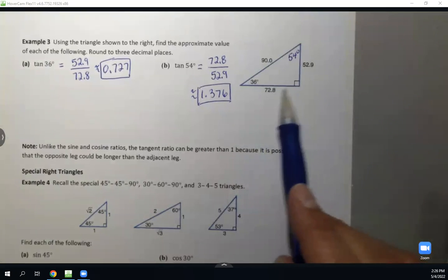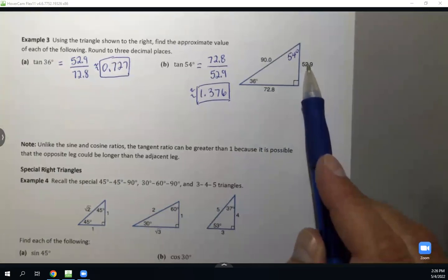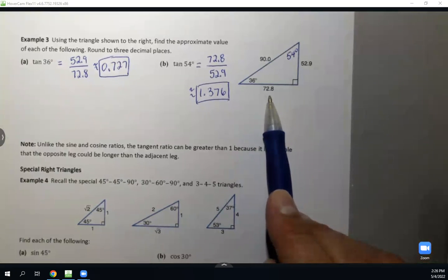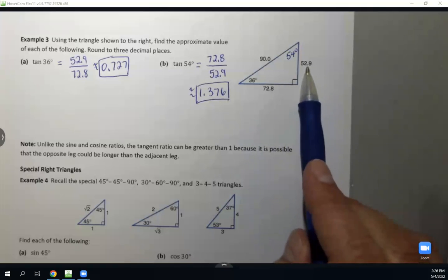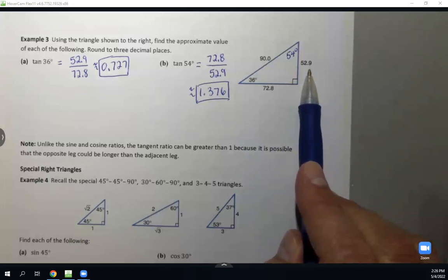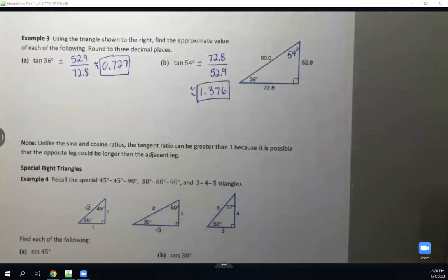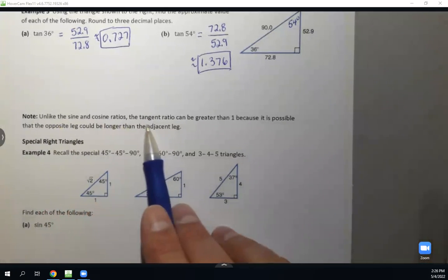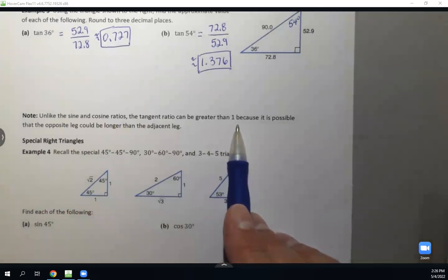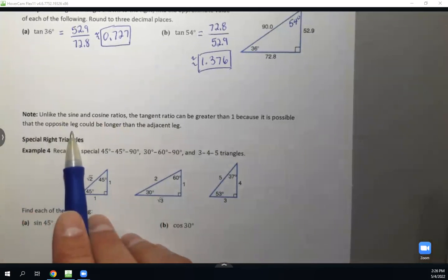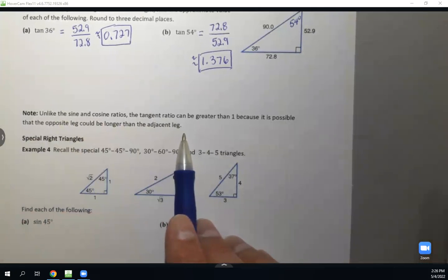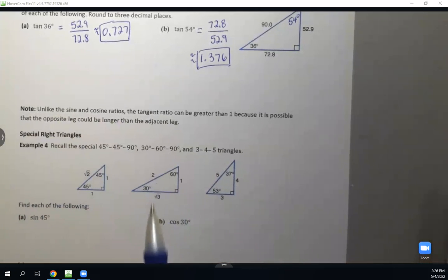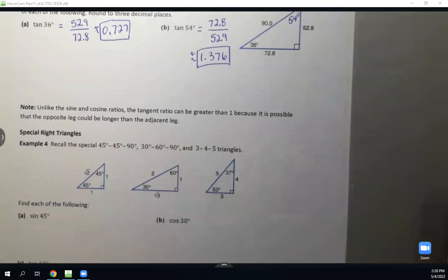You with me? So if the opposite is shorter than the adjacent, then the ratio is going to be less than 1. But if the opposite is bigger than the adjacent, then the ratio is going to be bigger than 1. Does that make sense? So my note here: unlike the sine and cosine ratios, the tangent ratio can be greater than 1 because it's possible that the opposite leg could be longer than the adjacent leg. It's also possible it could equal 1.